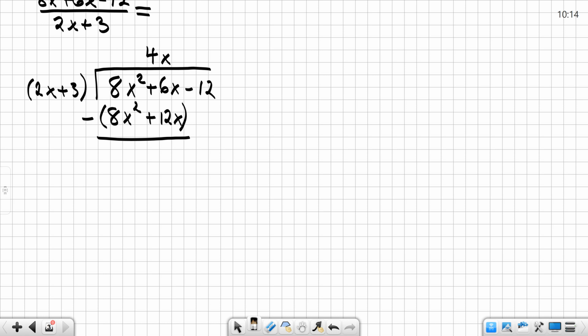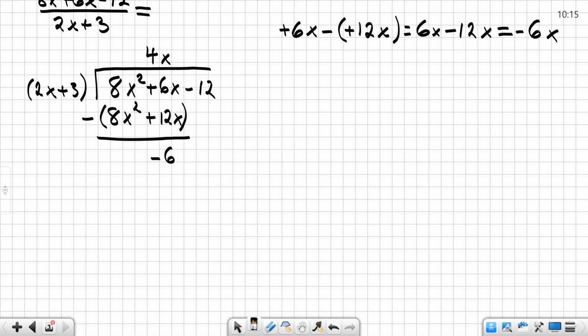In this next step, I just have to be a little bit careful. 8x squared minus 8x squared goes away. 6x minus a positive 12x. A quick reminder. Positive 6x minus a positive 12x. Well, this is 6x minus 12x, and of course that is a negative 6x. I still have something that I can bring down, the negative 12. And now I just start this over again.